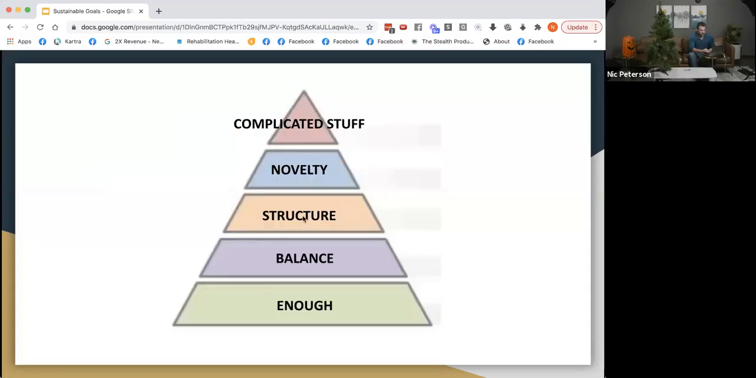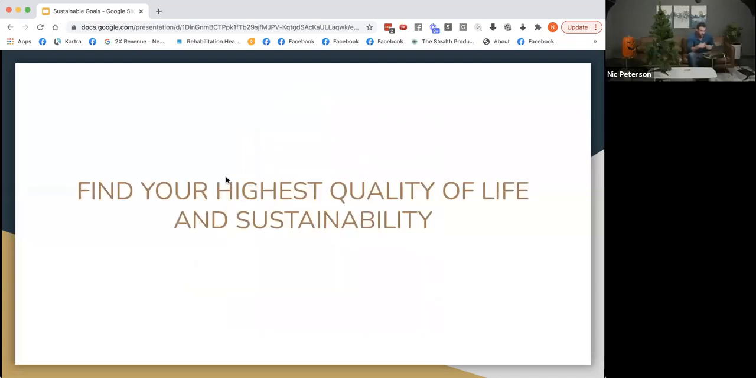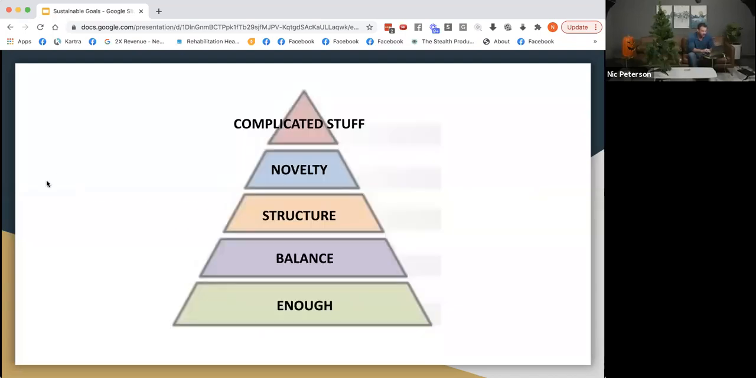So for example, let's say, there we go, right? So each has a micro step in the middle. We're going to find our highest quality of life and sustainability. Here's why. Let's say I think getting in shape is going to make me happy, or I think making $400,000 a month is what I need to be happy. If we jump straight to self-actualization, even if we make it there, we are not going to be as happy as we could possibly be.